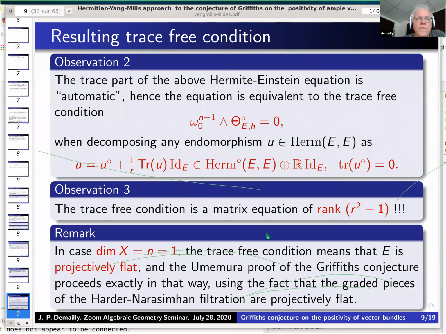And if you look at the special case of curves, so the dimension of X is 1, then that trace-free condition means that E is projectively flat. And this is precisely the case that is known by Umemura. So in that case, the Griffiths conjecture is true. That was proved by the dimension 1 case of the Uhlenbeck-Yau theorem, namely the Narasimhan-Seshadri theorem, by using the Harder-Narasimhan filtration of E. So in fact, by using the Harder-Narasimhan filtration, you reduce the proof to the case when E is stable, but then it's projectively flat. And then if it's projectively flat with ample determinant, of course, then E is positive. It's a very easy proof, using modern technology, for dimension 1.